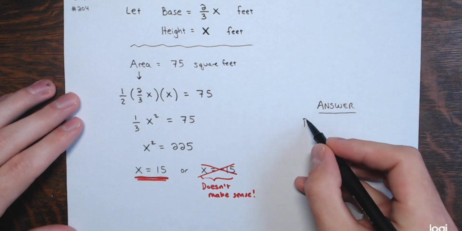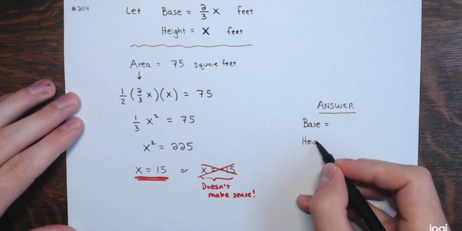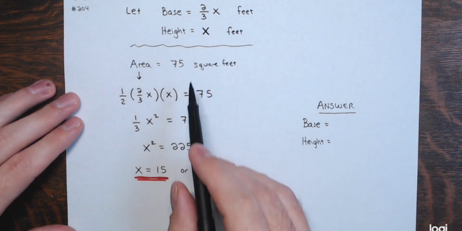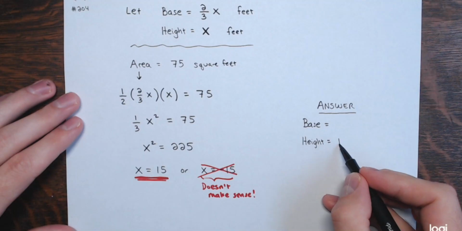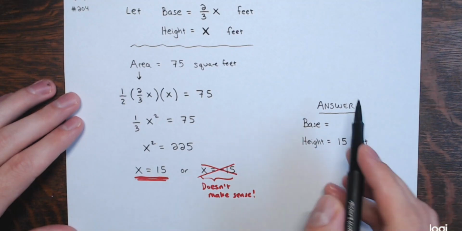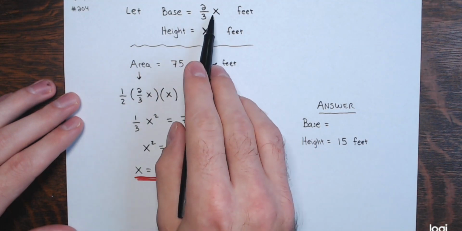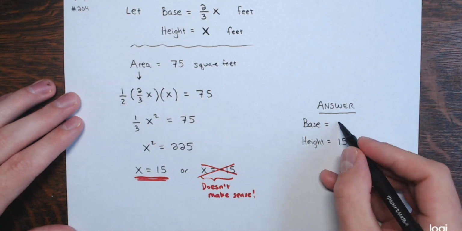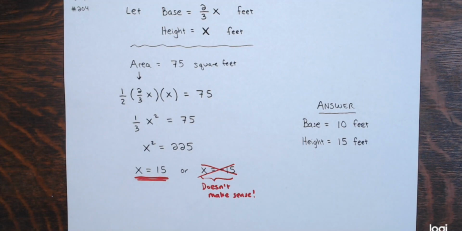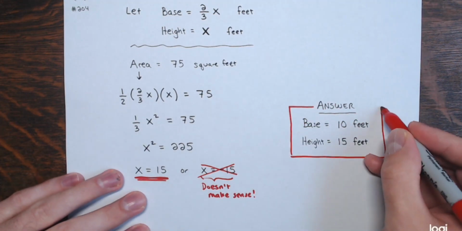The base and the height. The base of the triangle, the height of the triangle. Now the height was x. So x is 15, that's the height, 15 feet. And the base, remember, is 2/3 of the height. 2/3 times x. 2/3 times 15 is 10. So this triangle has a base of 10 feet and a height of 15 feet. And that's my final answer.